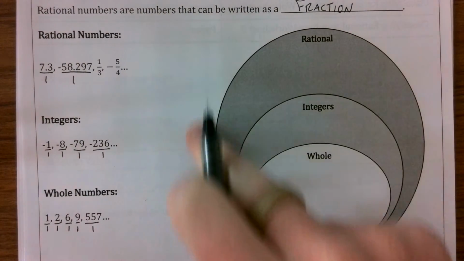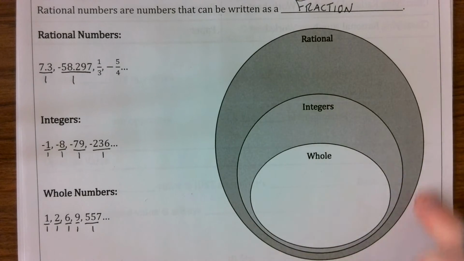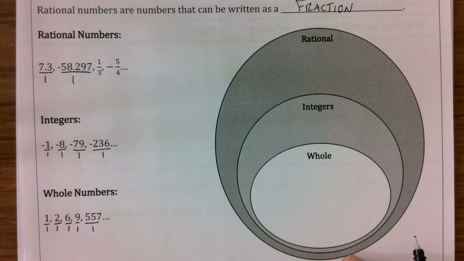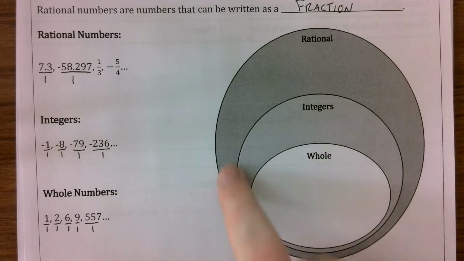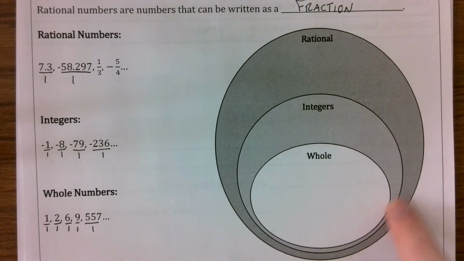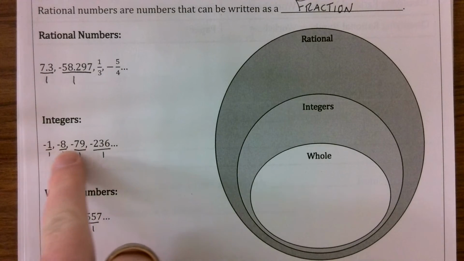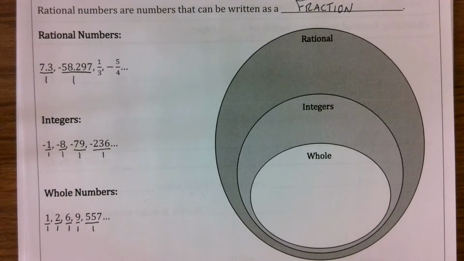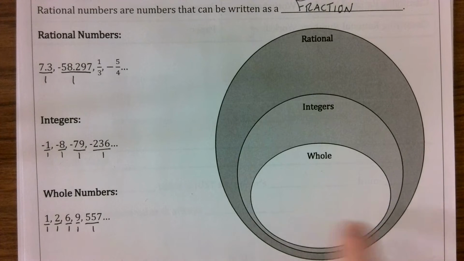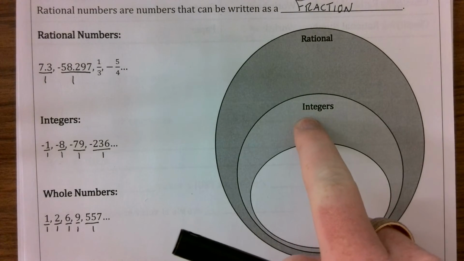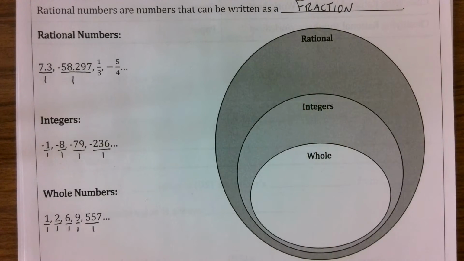Rational numbers, think about it as the big category. Everything in this circle is a rational number. Notice in this circle, there's also an integer circle. All integers, all negative numbers that don't have decimals, are also rational numbers. And inside the integer circle is the whole numbers circle, because all whole numbers are also integers and rational numbers.